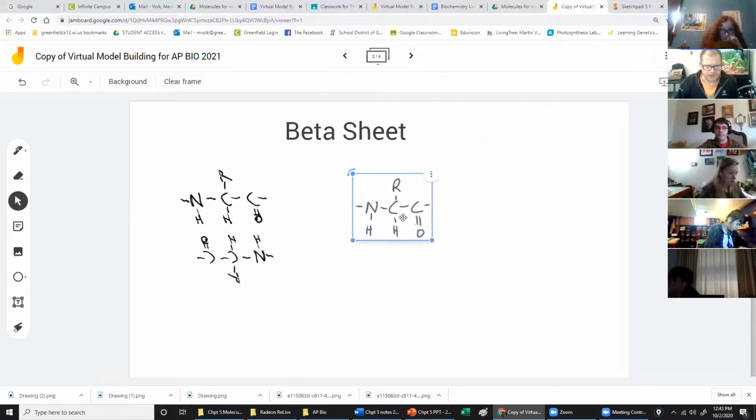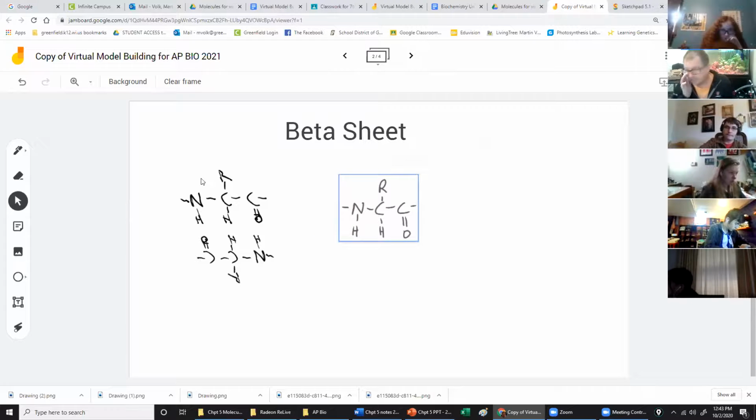All right, so you're going to need a couple of them with the R up and a couple of them with the R down. All right, that's enough time for drawing. Anybody have issues drawing and saving and finding that on Google Drive?